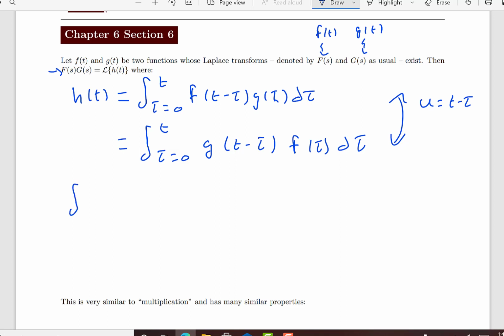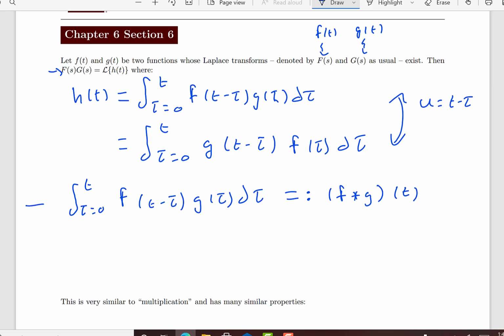So the integral from tau equals 0 to t, f of t minus tau, g of tau, d tau, this is the definition of the convolution f convolved with g. In other words, it takes two functions, f and g, and spits out a brand new function. Just like multiplication: you multiply two things, two functions, two numbers, whatever, and you get a new one. Convolution, you take two functions, you convolve them, and you get a new function, and this is just the definition of that convolution.